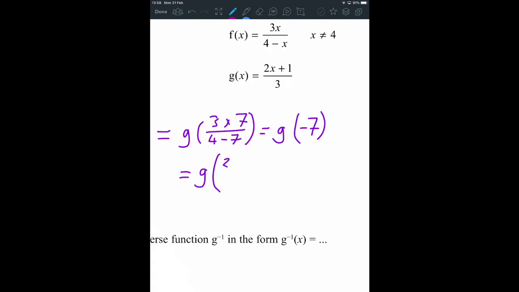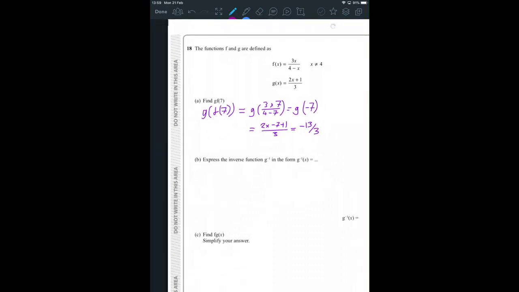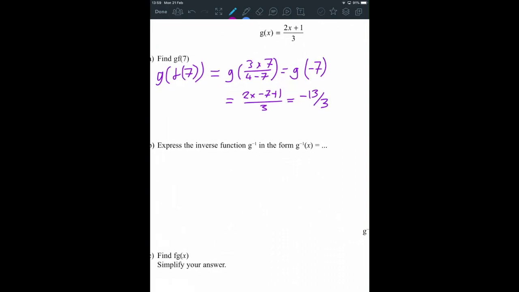G then tells us, I don't need the G brackets now because I'm using G. So putting minus 7 is 2 lots of minus 7 plus 1 over 3. Unfortunately, I don't think this comes out particularly nicely, although it's awfully close to being. So that's negative 13 over 3. Just going to double check I didn't do anything silly with changing my values. Sub 7 in, then sub negative 7 in. Yeah, not a particularly pleasant number, which is why I did that double check, but not impossible either.